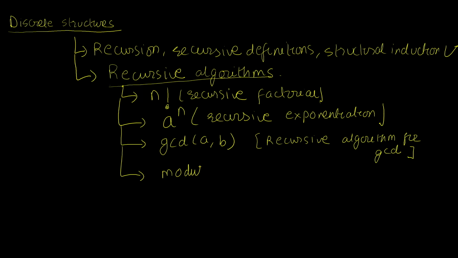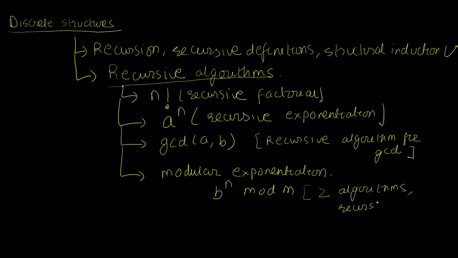The next algorithm that we'll look at is called modular exponentiation. So this is essentially the task of finding the value of b raised to the power n mod m. We have already seen a non-recursive implementation of modular exponentiation under the topic of binary integer operations. But here we'll be looking at two definitions for b power n mod m, and we'll be giving algorithms for those definitions. And from this point, we'll be moving into a couple of more complicated algorithms.